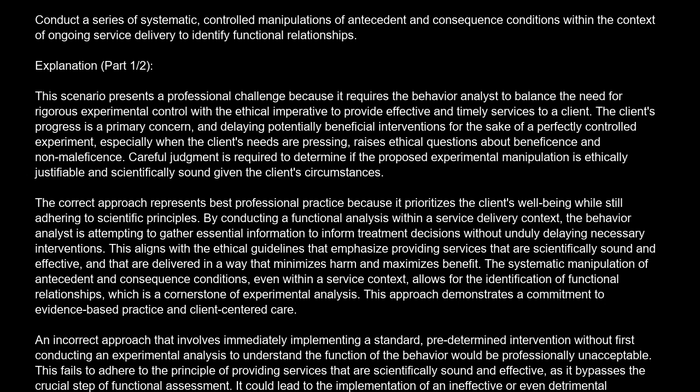The systematic manipulation of antecedent and consequence conditions, even within a service context, allows for the identification of functional relationships, which is a cornerstone of experimental analysis. This approach demonstrates a commitment to evidence-based practice and client-centered care. An incorrect approach that involves immediately implementing a standard, predetermined intervention without first conducting an experimental analysis to understand the function of the behavior would be professionally unacceptable.